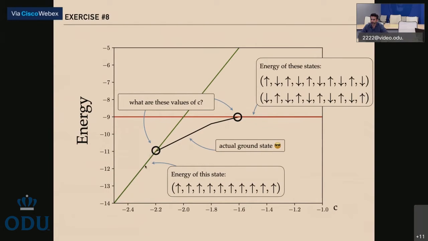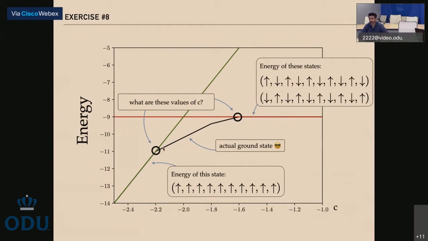This other line, the green line, is the energy of the system which does have spin, right? And so it does depend on the value of C. Good. And it's linear as a function of C. That has to be the case, right? Because the energy depends linearly on C.